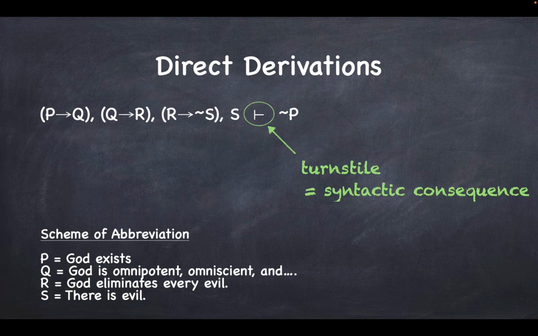And that little symbol there is called the turnstile, and the meaning of it is syntactic consequence. You can think of it as a therefore. Essentially, what that symbol means is those sentences which are separated by commas, as a matter of their form and the logical rules, that are sort of background assumptions, imply or entail that sentence.